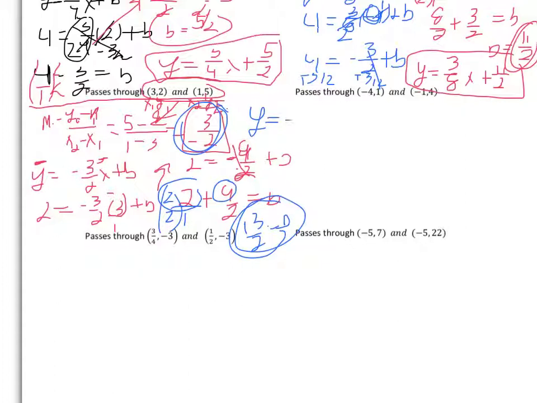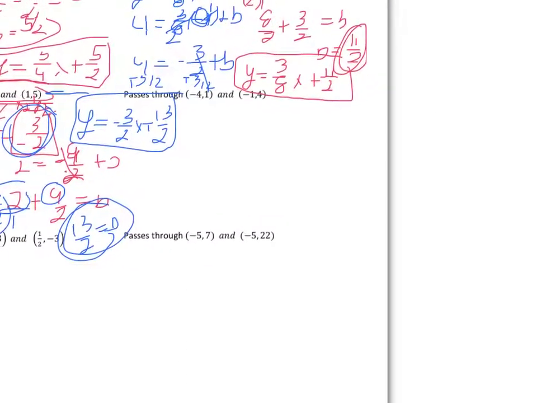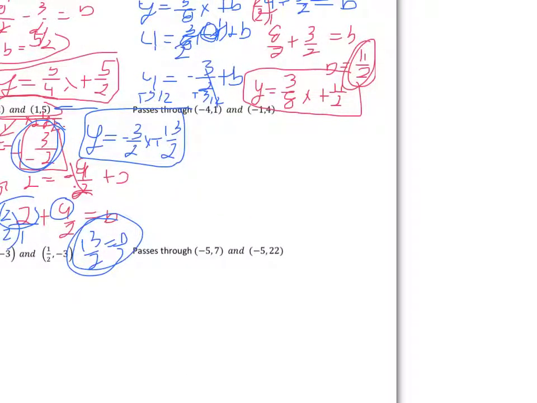Y equals negative 3 halves x plus 13 halves, and that is the equation of the line that goes to this point right there. So you're going to have to move some stuff around a little bit. So here, if we're trying to find the equation of the line that passes through these 2 points, first thing we need to do is find the slope.